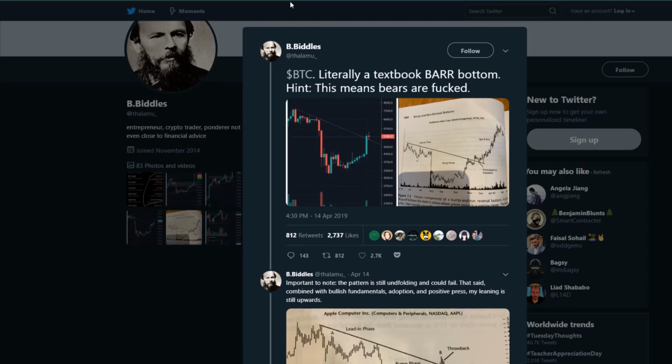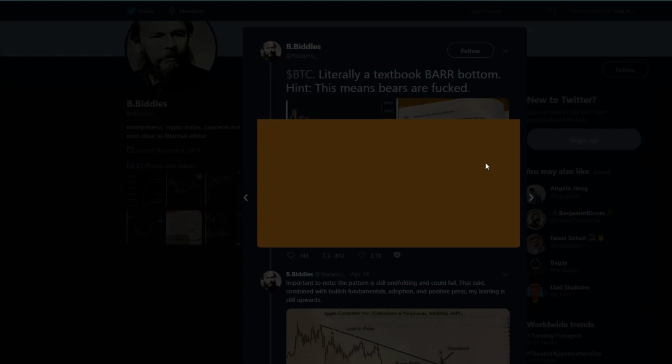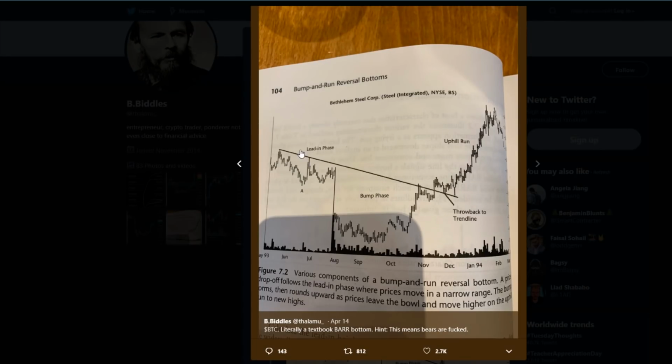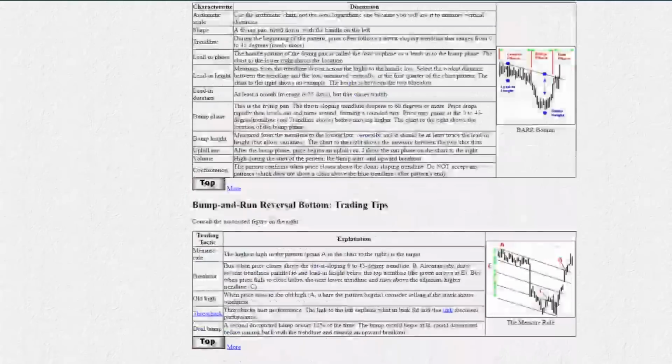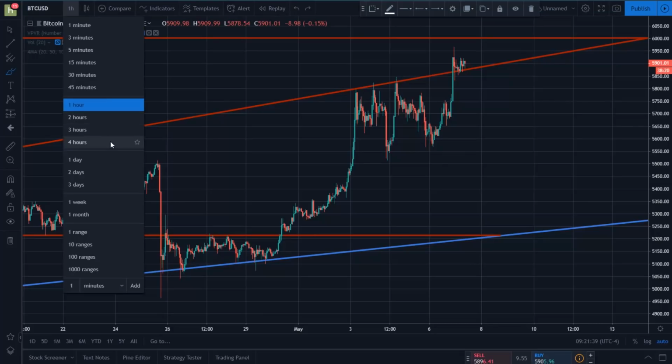In that video, if you look over here on this picture right here, from Bulkowski's textbook, we see that there is that downtrend that I'll show you here in just a second. And after that downtrend, Bitcoin comes up and tests that downtrend of resistance, rejects, gets above it, throws back to the trend line, as it says right here, and then goes on the run. That's called the run part of the bump and run reversal bottom. Well, guys, let's go ahead and look out here on the 4-hourly chart.